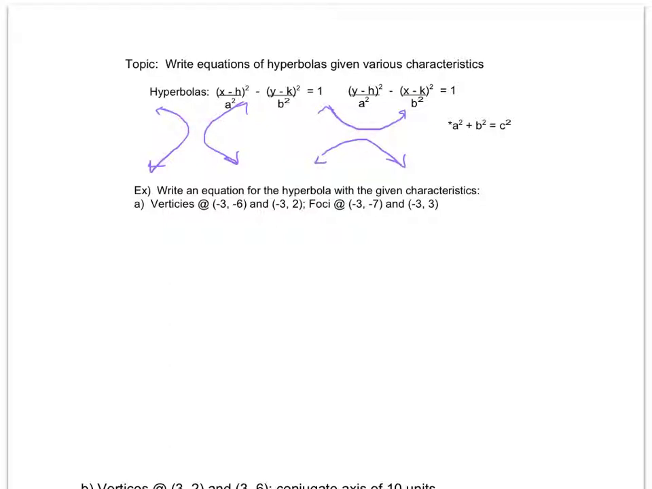So let's look at the first example. And we are told some information about the vertices as well as our foci. So as usual, I'm going to go ahead and sketch this graph. So I'm not going to be real exact. I'm just going to know that I'm going to go back 3 and down 6 and then back 3 and up 2. So something like this.